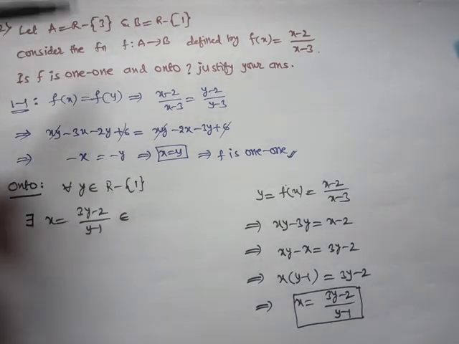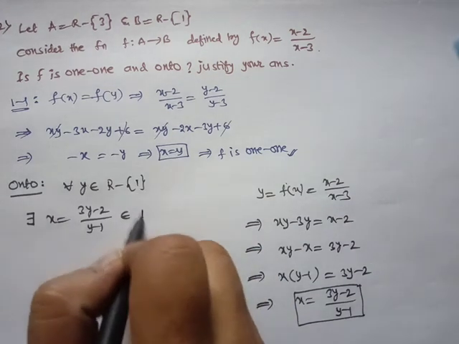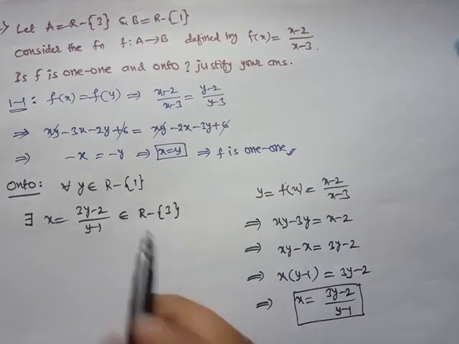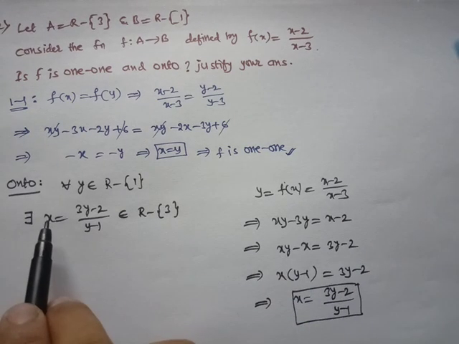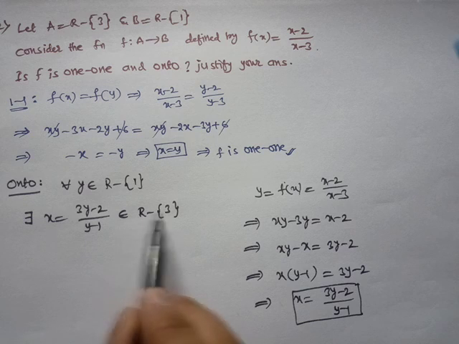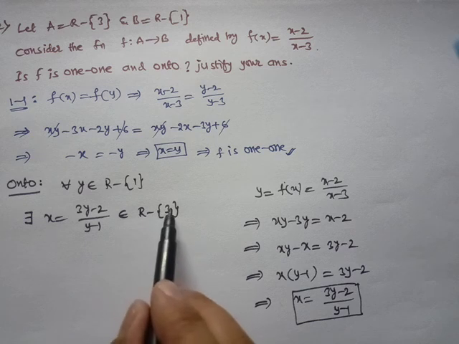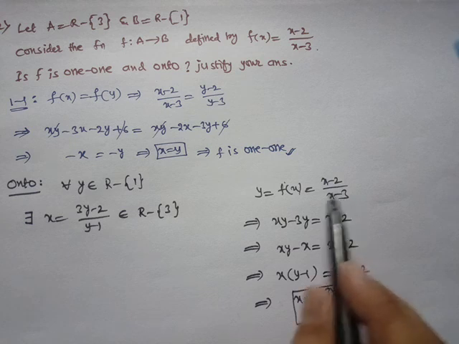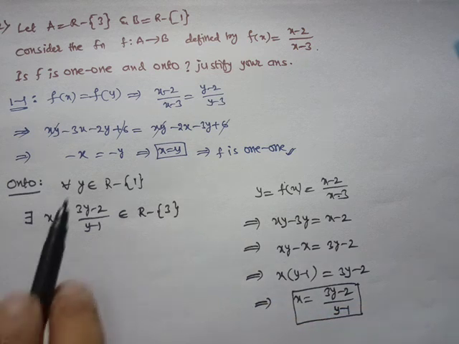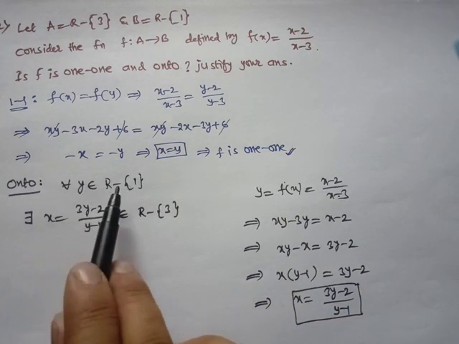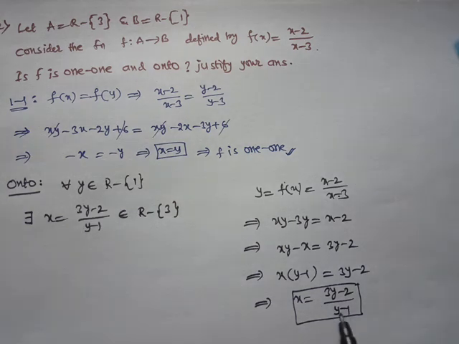The codomain is already taken. Now you consider the domain here, which belongs to R minus 3. This x is taken from R minus 3, and 3 should not be taken. If you take 3, then this will become the infinity case. That's why it should come from R minus 3. And why does this y belong to R minus 1? Because in 3y minus 2 by y minus 1, if y is equal to 1 is taken, 1 minus 1 is equal to 0, and something by 0 is infinity. So that's why in this particular case y should come from R minus 1.